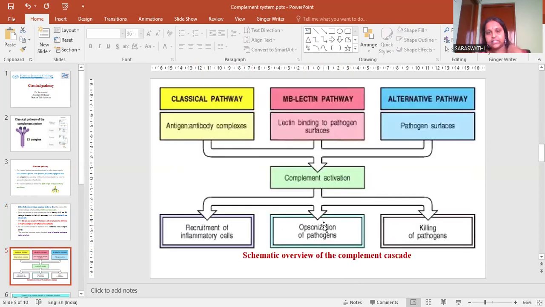Now, in the schematic view of the different pathways, the classical pathway is mediated by the antigen-antibody complex, the alternate pathway by the pathogen surface, and the lectin pathway is otherwise known as the mannose-binding pathway. All these pathways activate the complement system, and in the end lead to recruitment of inflammatory cells, opsonization, and killing of the pathogens. The inflammatory cells activate TNF alpha, tumor necrosis factors, and interleukins, which completely destroy the pathogen.